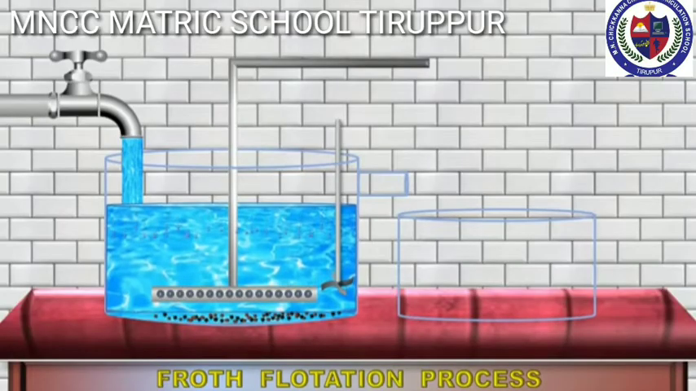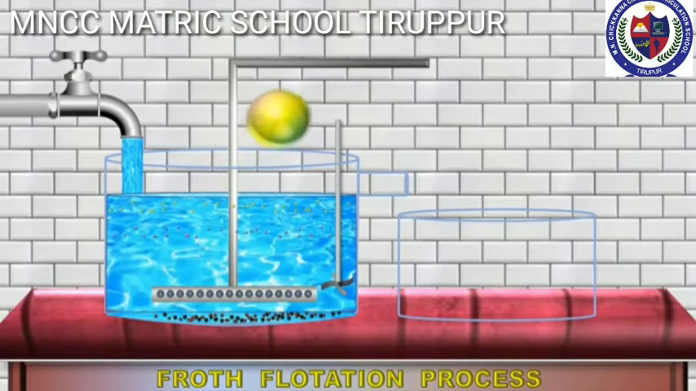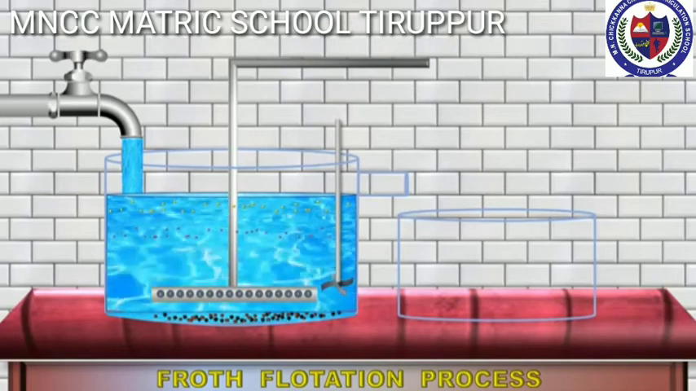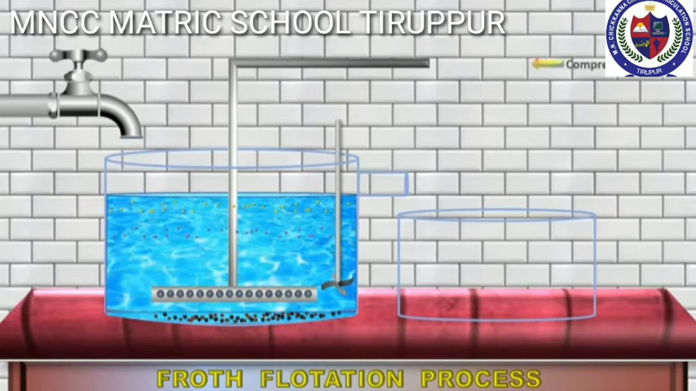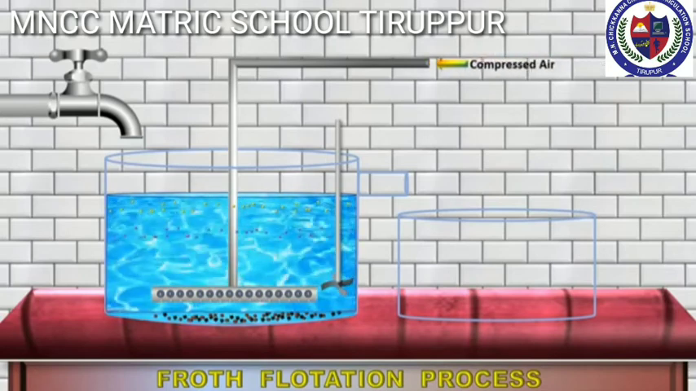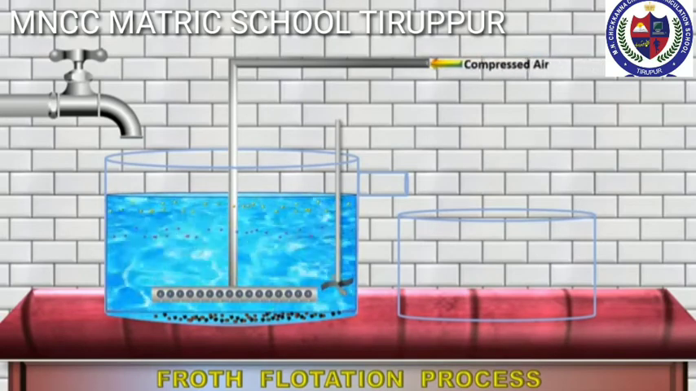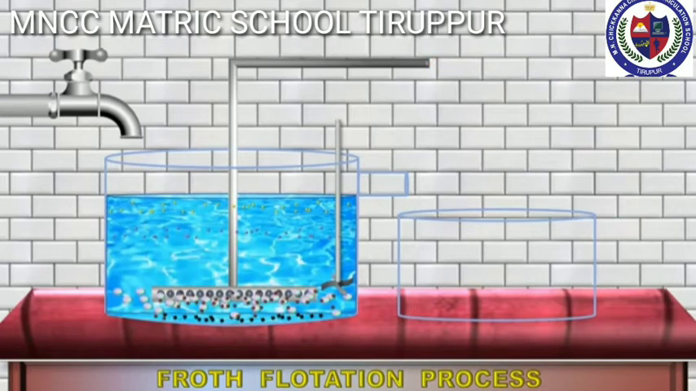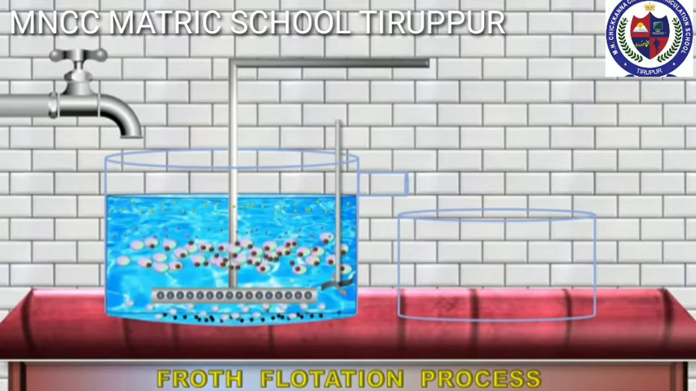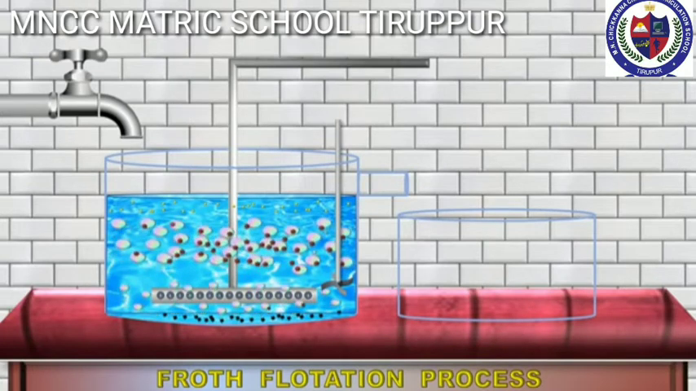We move to froth flotation method. In this method, the crushed ore is taken in a large tank containing oil and water and agitated with a current of compressed air. The ore is wetted by the oil and gets separated from the gangue in the form of the froth. Since the ore is lighter, it comes to the surface with the froth and the impurities are left behind. For example, zinc blende.